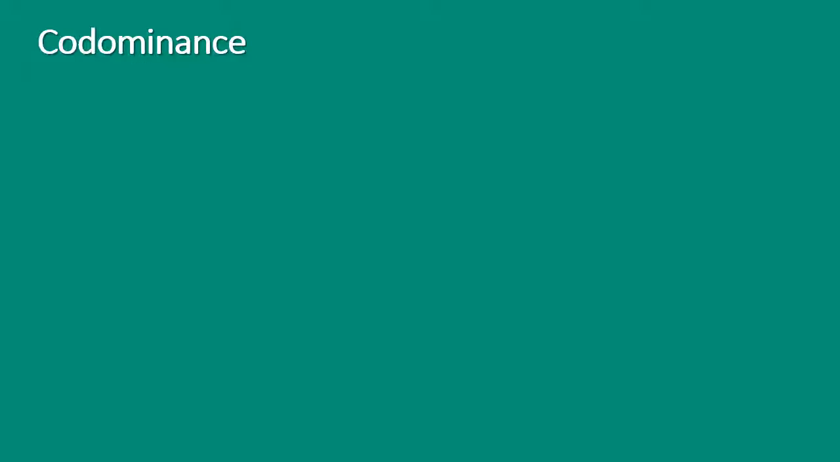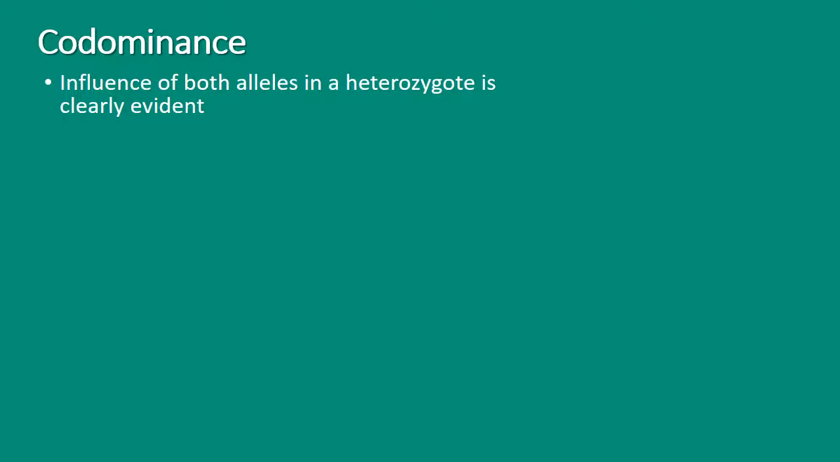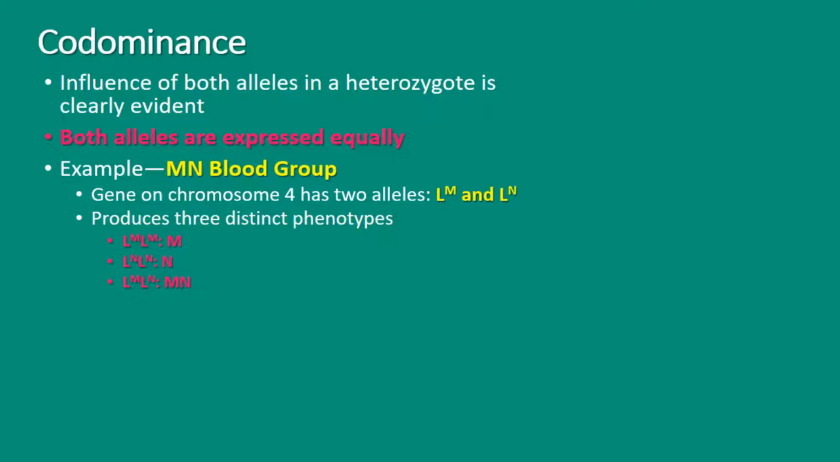Okay, so now in codominance, this is different from incomplete dominance. With codominance, both alleles are clearly evident in a heterozygote. So they're expressed equally. So this isn't an intermediate phenotype. This is a new phenotype in which the 2 alleles are seen equally.